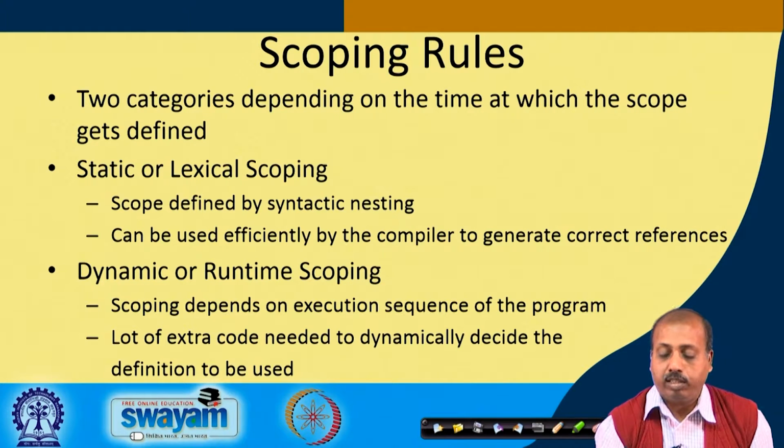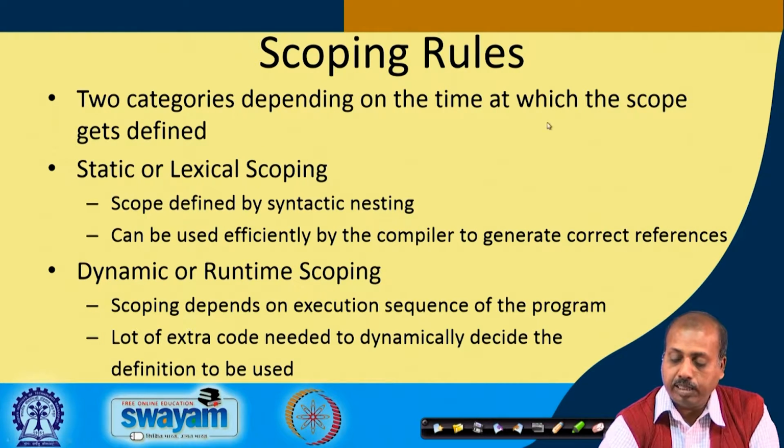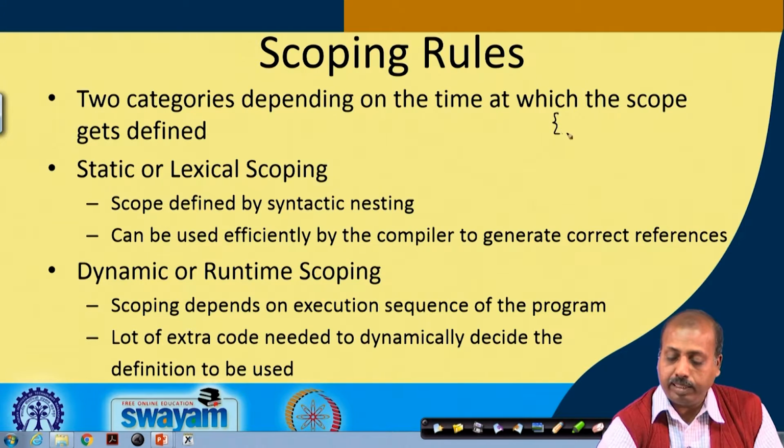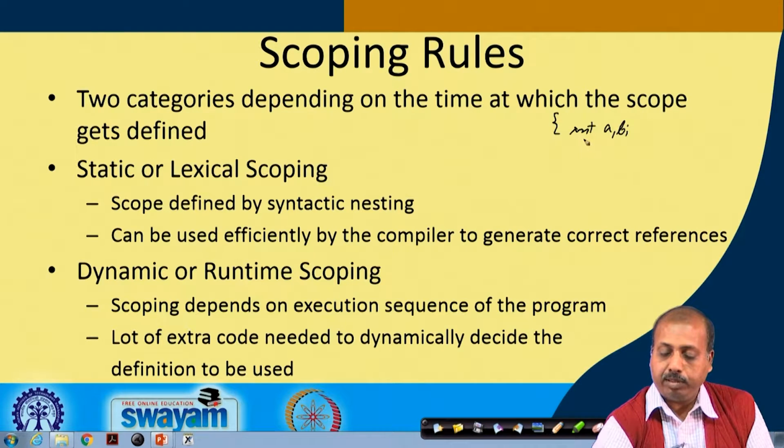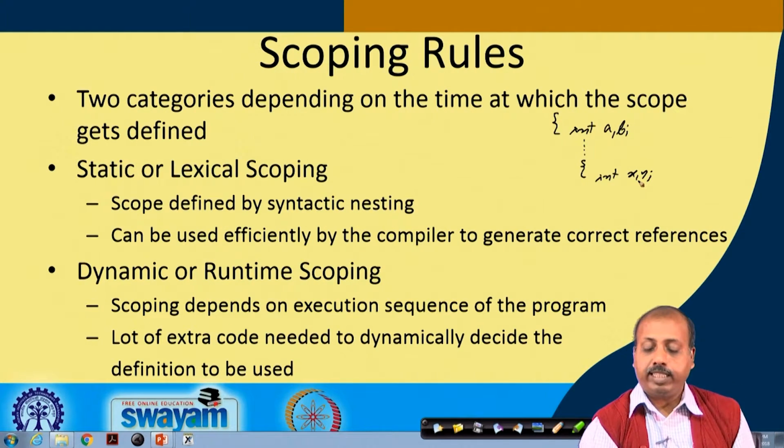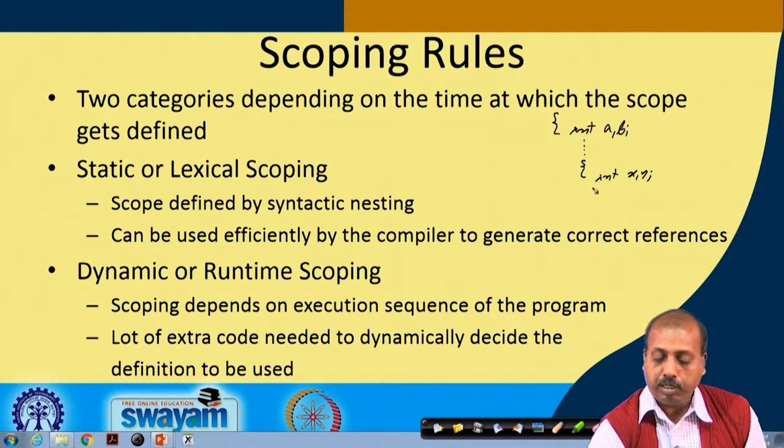Suppose I have a block, and in that block I have the variables a and b, and then there is another block here, and there I have the variables integer x, y. Static or lexical scoping tells us that whatever is defined in the outer block is also visible to the inner block, but whatever is defined in the inner block is not visible to the outer block. So, these x and y variables are not available at this point.